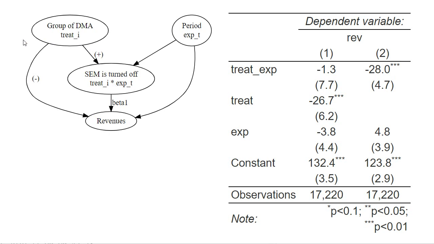But we also saw from our data set that even before the experiment took place, those DMAs in the treatment group had lower revenues. So there's basically, from this line, a negative indirect correlation between being treated and the revenues, just by the fact that the DMAs who were treated were DMAs who generally had lower revenues. And if you don't control with this dummy treat I, whether the DMA was in the treatment or control group, then our estimator, beta 1 hat, also indirectly accounts for this negative effect, and we find a very strongly negative estimator of minus 28, which is surely negatively biased.